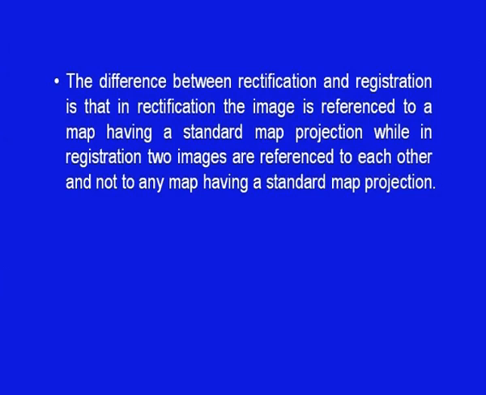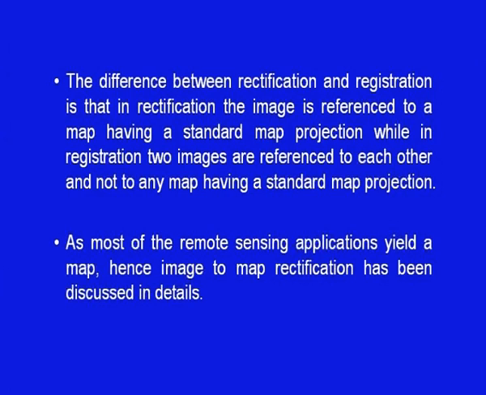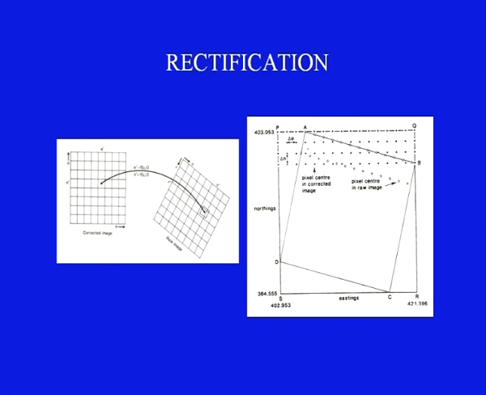The difference between rectification and registration is that in rectification the image is referenced to a map having a standard map projection, while in registration two images are referenced to each other and do not have any map with a standard map projection. As most of the remote sensing applications yield a map, image to map rectification has been discussed in detail. This particular slide illustrates the procedure of rectification which actually has to be carried out.